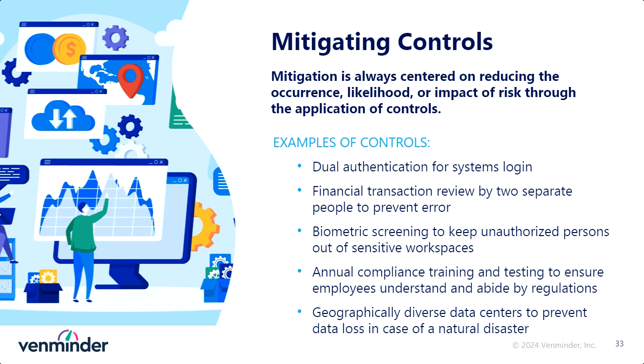And that's where due diligence comes into play because you're collecting evidence of those controls. Many of the examples listed here can be controls that your vendor has in place, like dual authentication and biometric screening, or annual compliance training and testing. The last control about geographically diverse data centers might be a control that your credit union has in place to mitigate concentration risk.